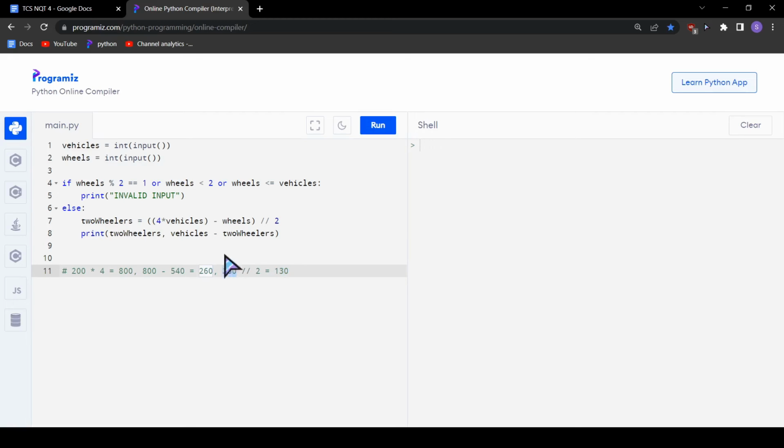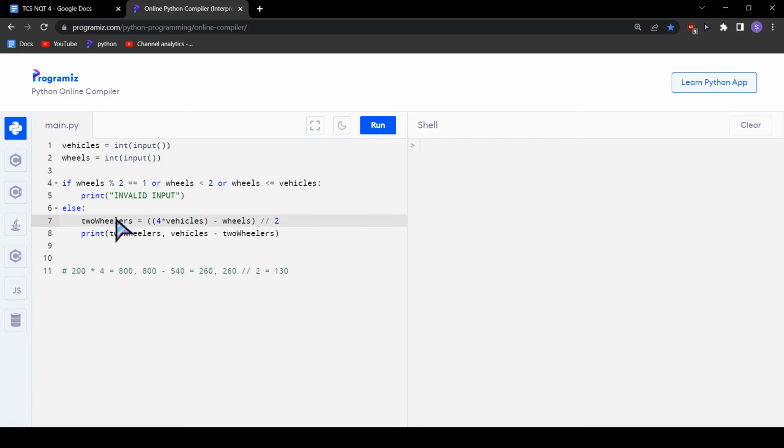Okay, so that's what we have done here. We have counted the number of two wheelers. We have done 4 into vehicles minus wheels, and this is a floor division. Why we have done floor division is because a vehicle count cannot be in decimal, right? Vehicles cannot be 1.3 or 1.7 or 2.9. It can be either 1, 2, 3, 4 or 5. So we need an integer and we don't need floating point values. That's the reason we have done floor division.